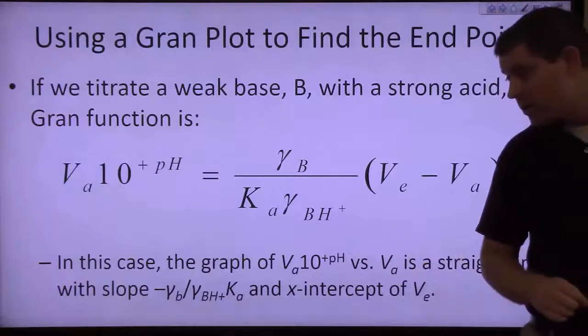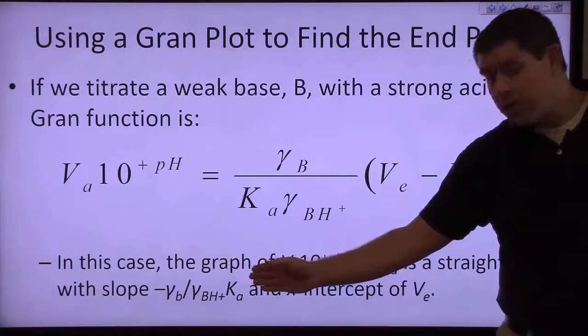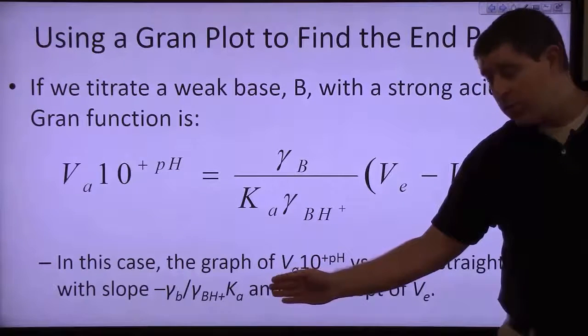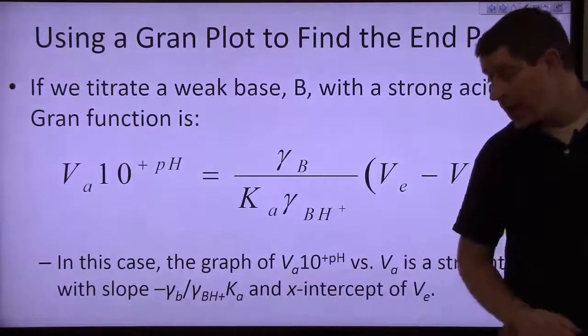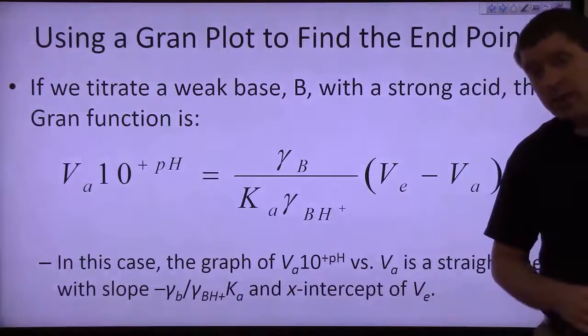And in this case then, the graph of VA times 10 to the plus pH versus VA is a straight line with a slope equal to minus the activity coefficient for B divided by the activity coefficient for BH plus, the protonated form, times Ka. And then it has an x-intercept of VE, our equivalence point.